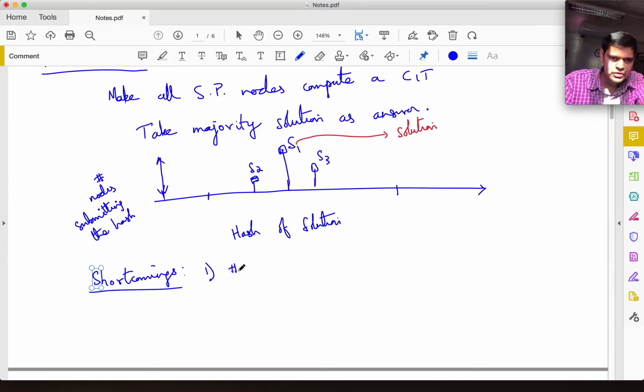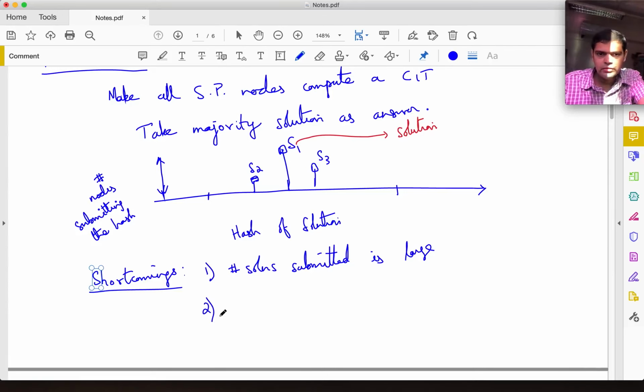So one is that the number of solutions submitted is large. In TrueBit, normally if everybody is honest, then you just have one solver, so he just submits one solution, right? So you're not using up space on the blockchain. Whereas here, if you have 10,000 people in the stake pool, you get 10,000 answers. So for each CIT, you would have 10,000 transactions in the blockchain, which seems an overkill. Right? So the number of solutions submitted is large.